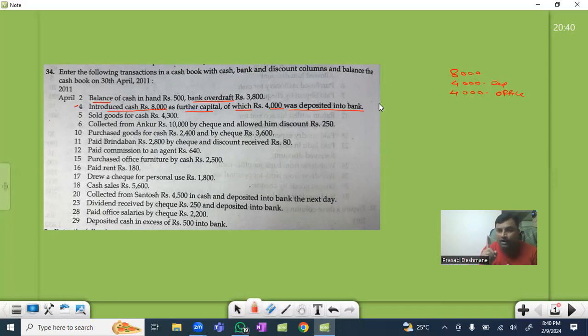Because what is a contra entry? I'll repeat, office cash deposited into the bank. This is not office cash. This is money you are getting from outside and putting into the bank, so not a contra entry. Correct? So how do I record this? It is always a receipt for the business because he introduced cash. 8,000 he introduced, out of that 4,000 you're putting into the bank. Which means 4,000 is recorded in the bank column and 4,000 is recorded in the cash column. Correct? There's a date for it, 4th.